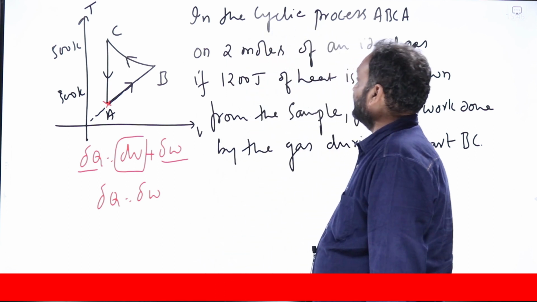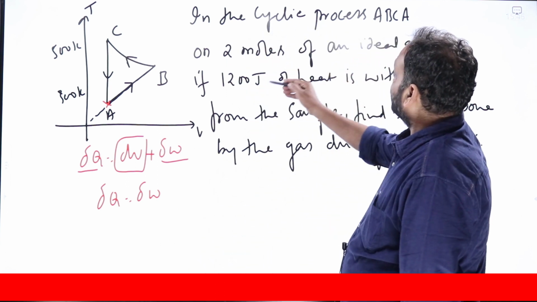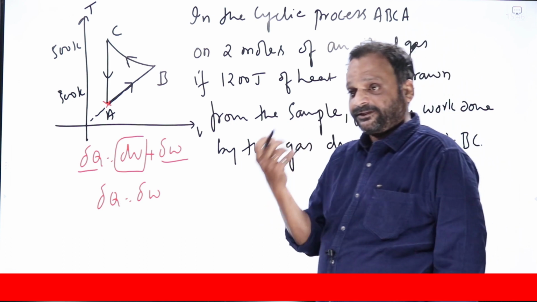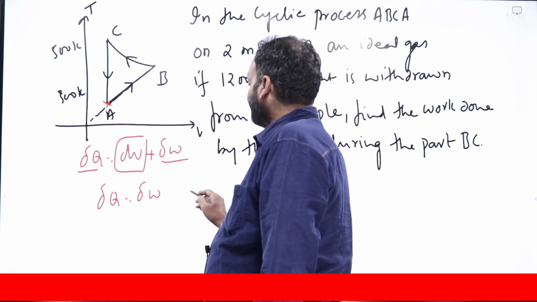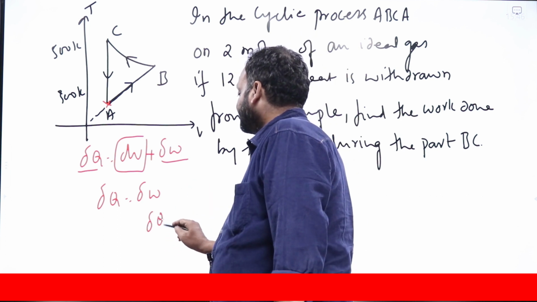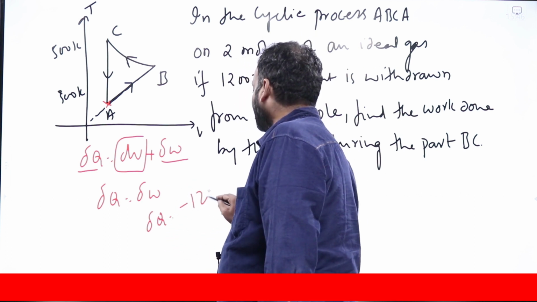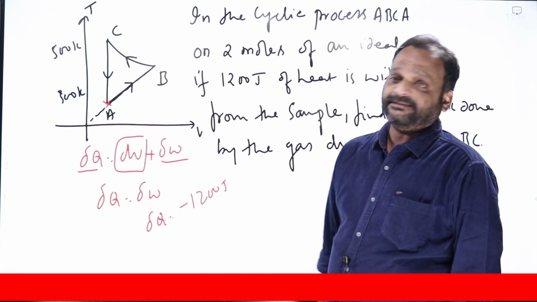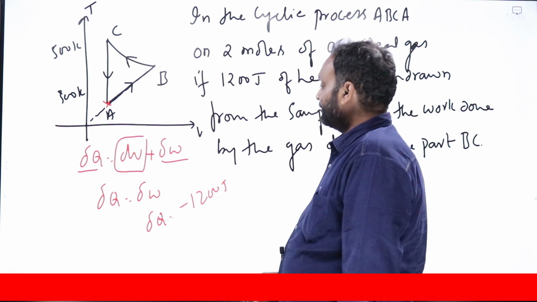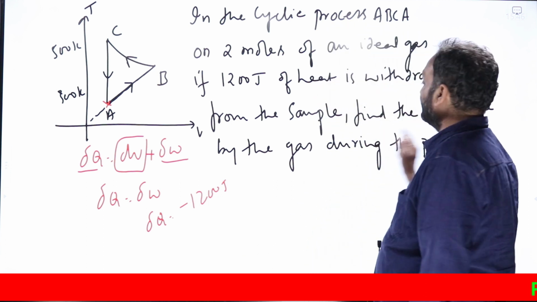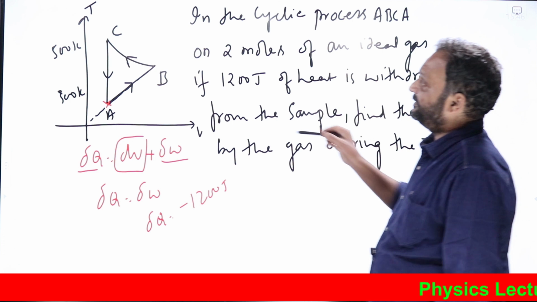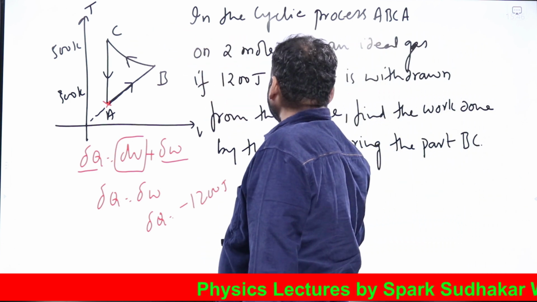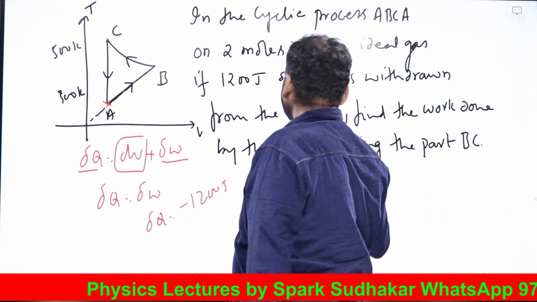Now what is the question? Two moles of an ideal gas, 1200 joules of heat is withdrawn from the sample. Heat withdrawn from the sample will be negative. That is, delta Q is equal to minus 1200 joules. Why am I taking this as minus? Because heat is extracted from the sample, he's saying. So minus 1200 joules. And what is he asking? Find the work done by the gas during the part BC. That means W_BC is equal to how much?